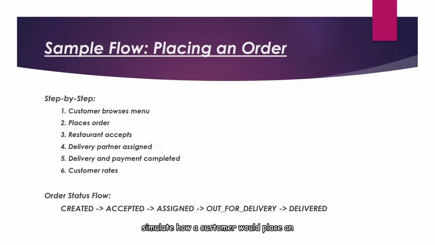Now let's simulate how a customer would place an order. First, the customer browses menus through the restaurant service. Once they choose their items, they initiate an order, which is managed by the order service. The system then notifies the restaurant, which either accepts or declines the order. If accepted, the delivery service finds a delivery partner and assigns them to the order.